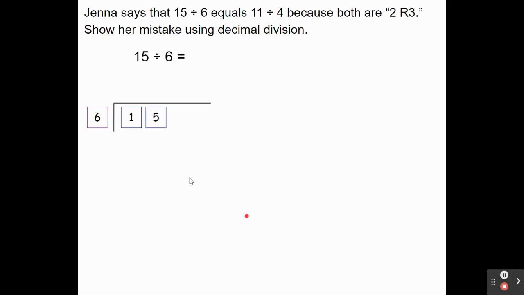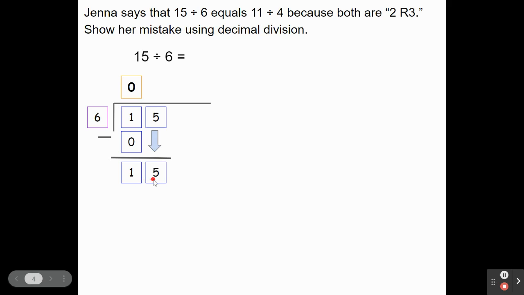First, we're going to look at the tens because that's our biggest place value in this number. Well, the first multiple of 6 would already get us 6. That's too big. So we have to place a 0 up here in the tens place. 0 times 6 gets us 0. When we subtract 1 minus 0, we get 1 left over. So we have 1 ten. We can rewrite this as ones by bringing down the next digit, which is the 5 in the ones place, to get us 15 ones.